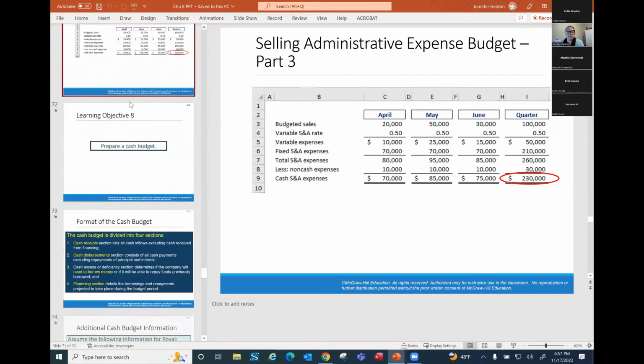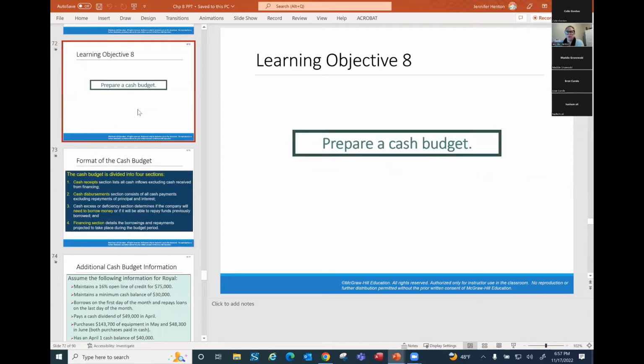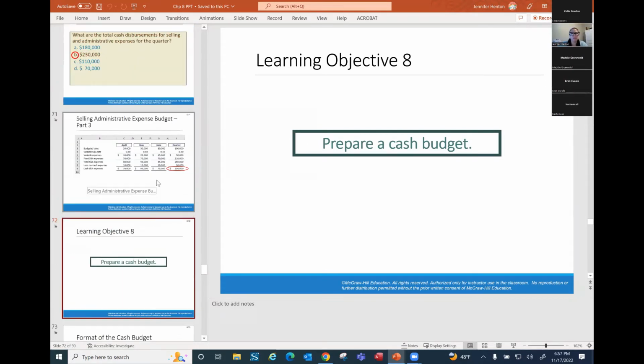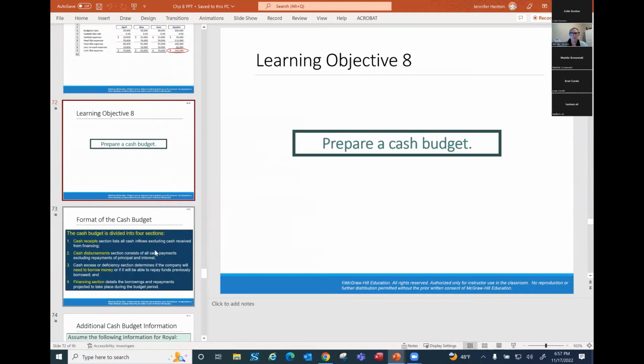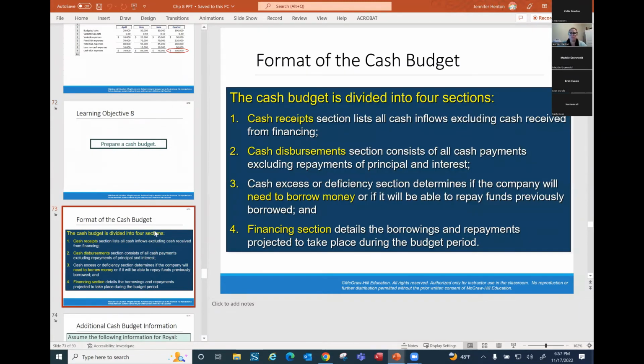So that's my selling and administrative budget. All right, now that we've calculated everything out, we can look at the cash. We've calculated out how much we're expecting to collect, how much we were going to need to spend on material, on the direct labor, how much we were going to have to spend for manufacturing overhead, and our selling and administrative. So now we can do the cash budget.